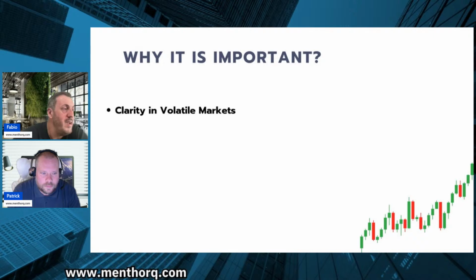So why is it important? First of all, it helps us have more clarity in volatile markets. If you are in a volatile market condition, knowing what the expected range based on forward-looking volatility is can help you predict potential price swings or even react to those. So that's obviously a key point.